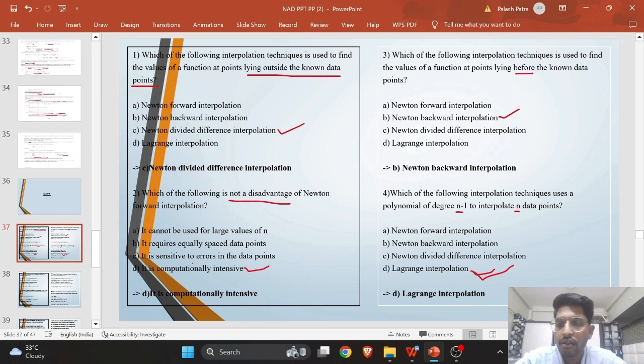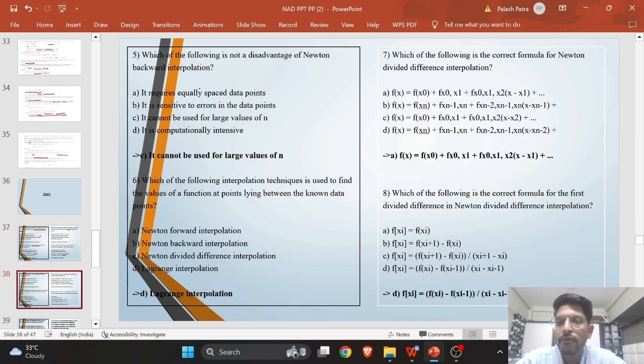Now let's move on to question number 5. Question number 5 says, which of the following is not a disadvantage of Newton backward interpolation? The not a disadvantage of Newton backward interpolation is that it cannot use a large value of n, as well as it is computationally intensive. So option D as well as option C can both be correct over here.